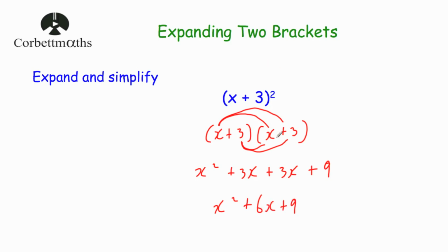And that's it. So in this video, we've looked at how to expand two brackets. And to expand two brackets, you just need to make sure you multiply all the terms in the second bracket by each of the terms in the first bracket, and then just collect your like terms at the end. And that's it.